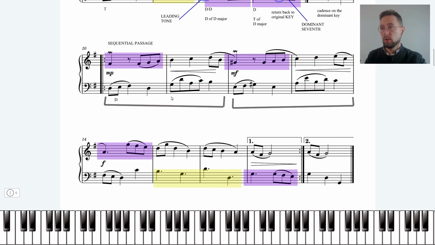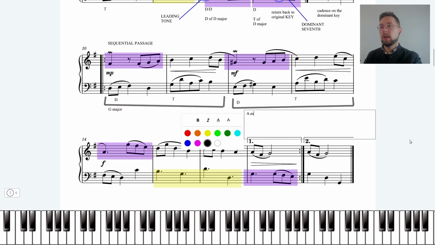So we have first the dominant that moves to the tonic, and then again the dominant that moves to the tonic. But the keys are different. The first time it's the key of G major. And you might be wondering, how do we get back to G major? Well, because from the context, we can see that the C is back to natural.